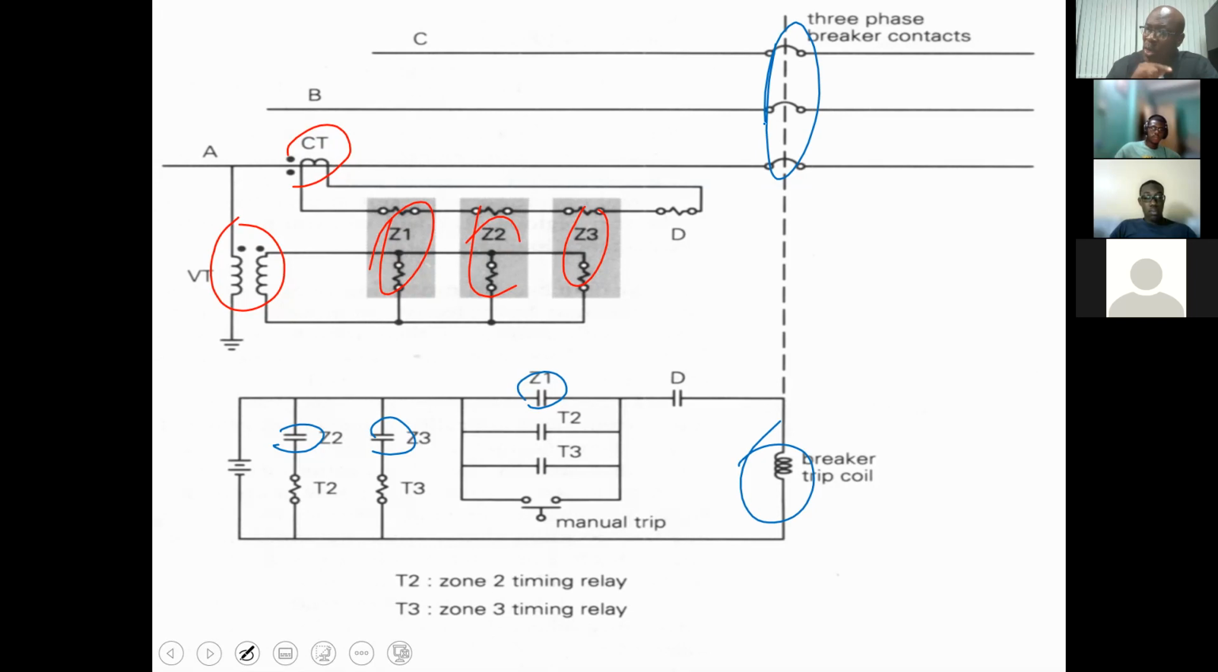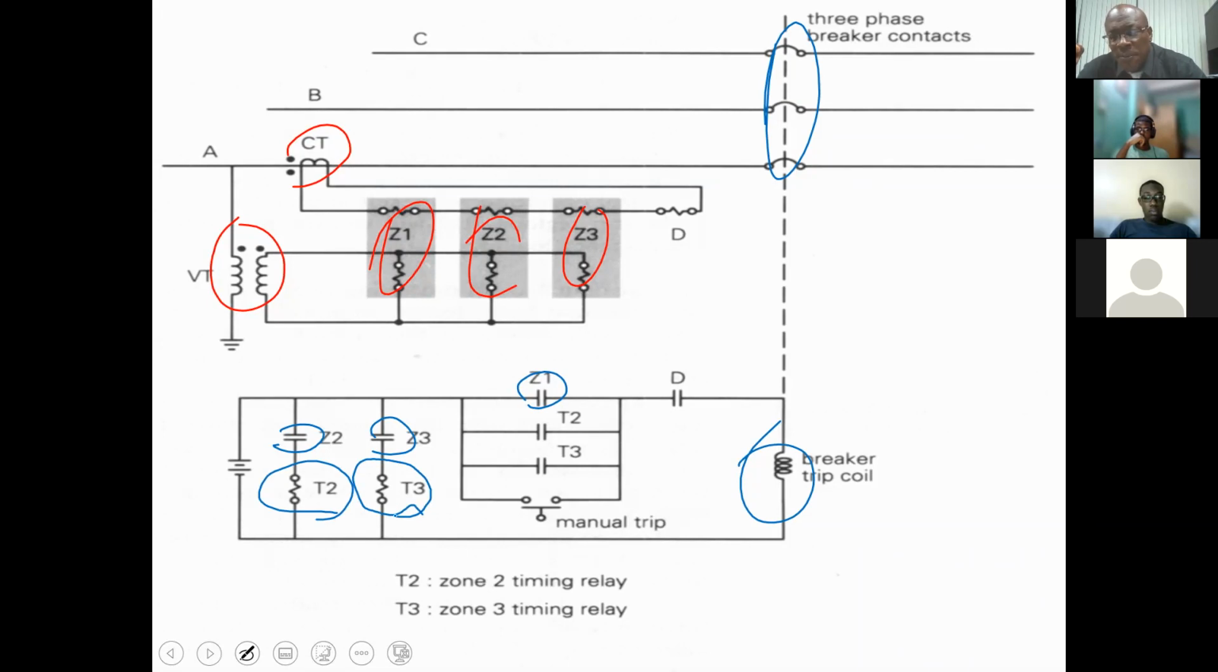The other two contacts, the instantaneous zone 2 contact, what it does is to energize a timer, a zone 2 timer. And that's where you're now going to get the 200 or 300 milliseconds. Similarly, T3 would be the timer for zone 3.